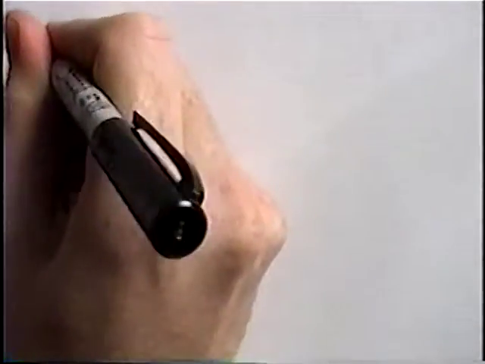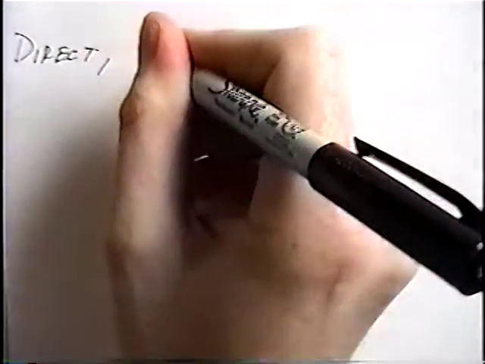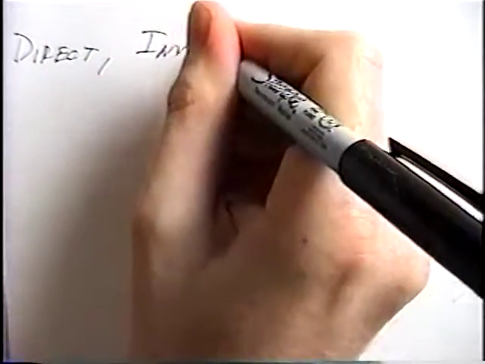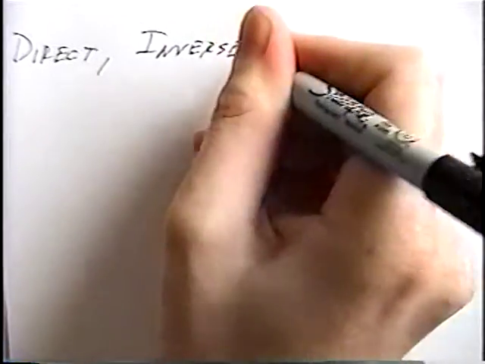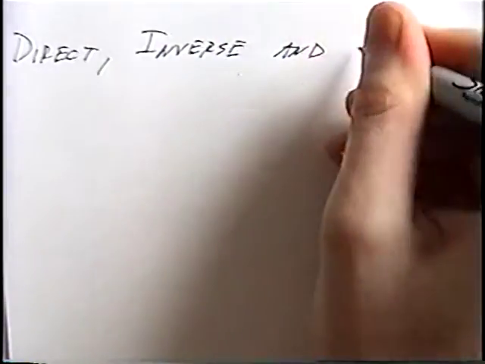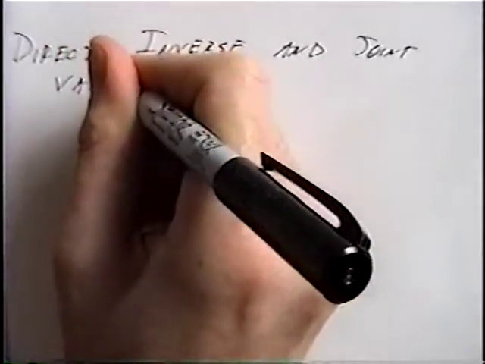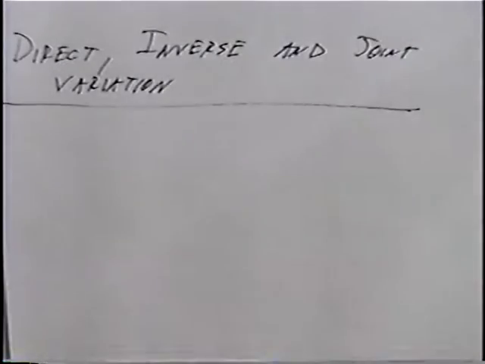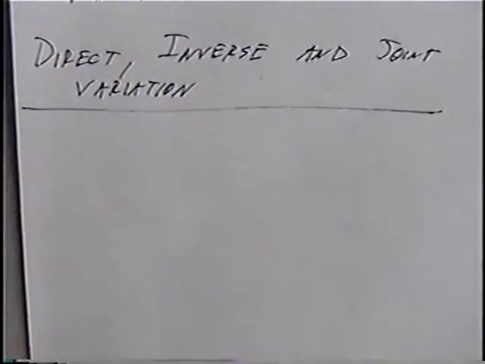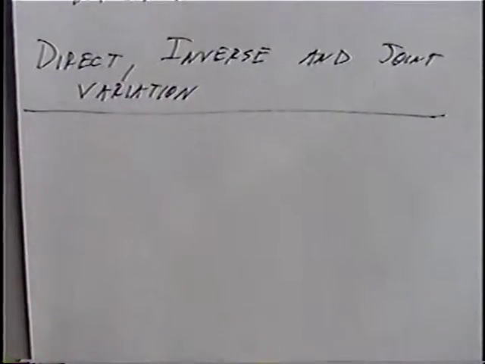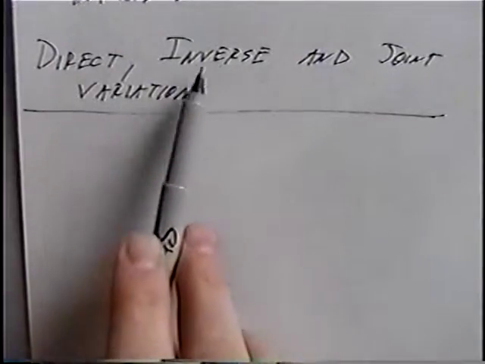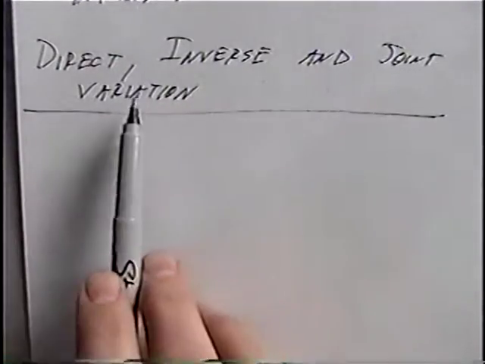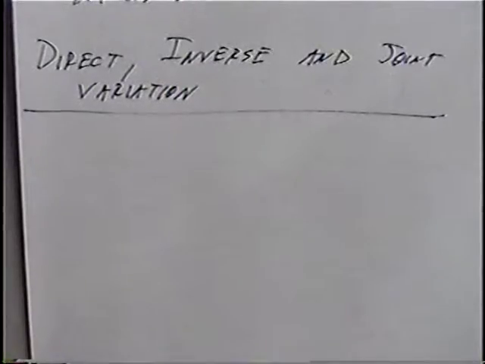First section of notes today is titled Direct, Inverse, and Joint Variation. There's three types of variations, or how numbers change. They could be direct variation, inverse variation, or joint variation.